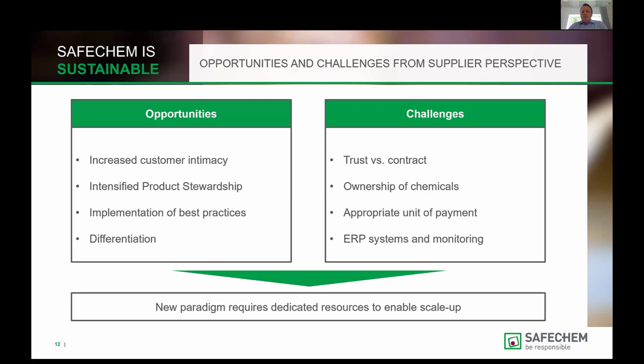Appropriate unit of payment, I already addressed that. We tried to invoice per cleaned part. We changed that to a monthly invoice because of the tremendous complexity of this other method.